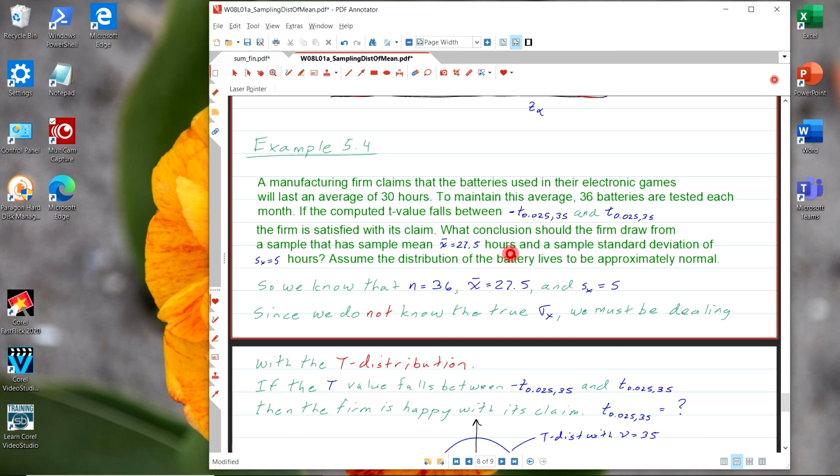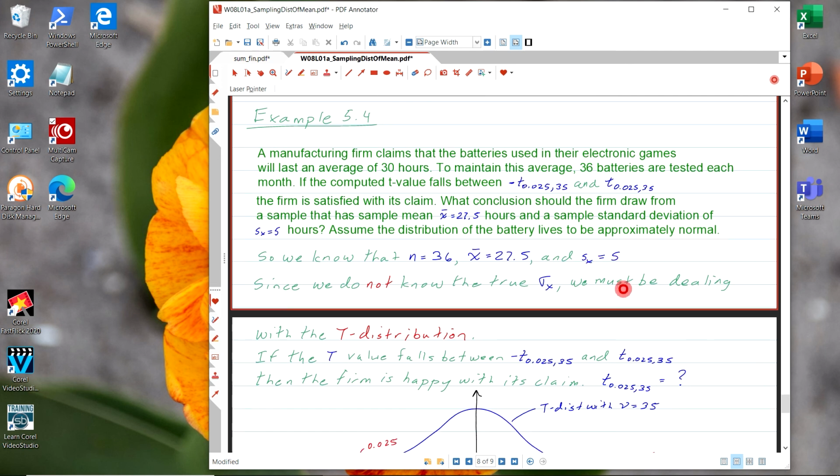Okay, so what are we doing here? We see 27.5 hours from a sample of 36 batteries suggests that the true mean lifetime is actually less than 30 hours. So let's just see if it falls outside of this range. Okay, so we know n is 36, x bar is 27.5, and the sample standard deviation s is 5. Since we do not know the true sigma x, we must be dealing with the t distribution. If the t value falls between these two numbers, then the firm is happy with its claim. So what are these two numbers? t 0.025 with 35 degrees of freedom.